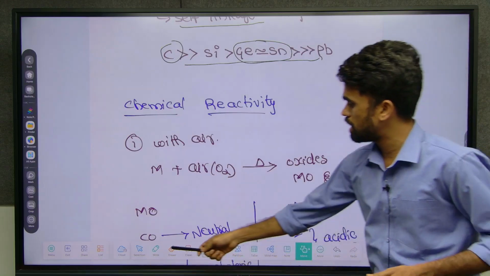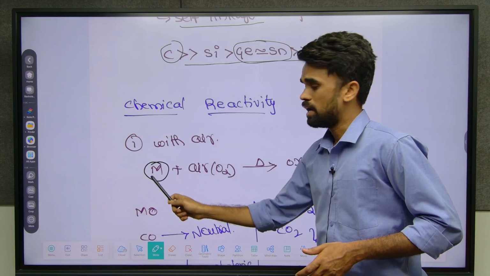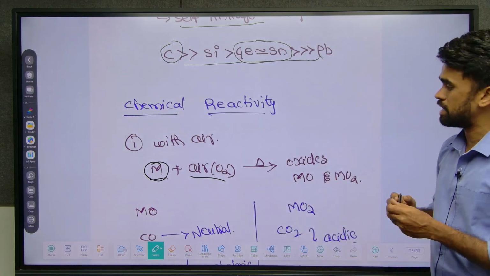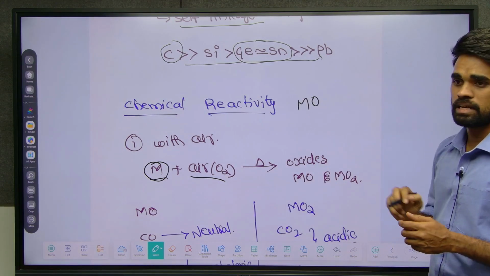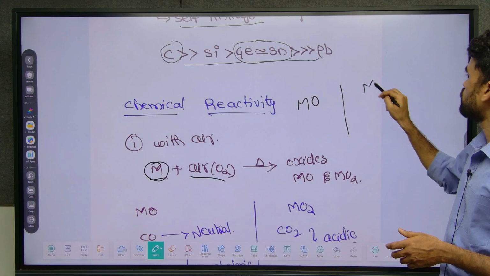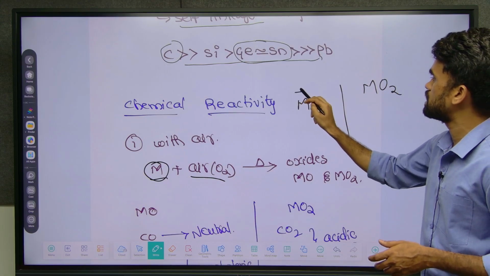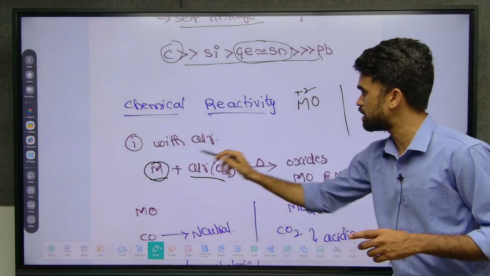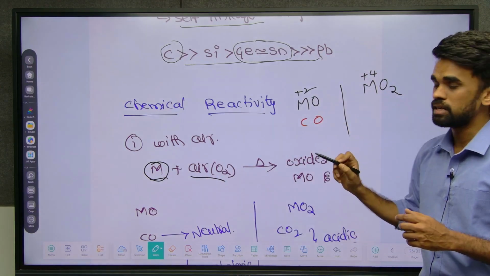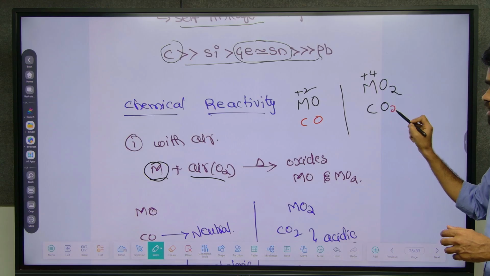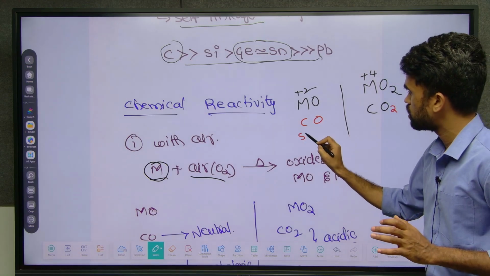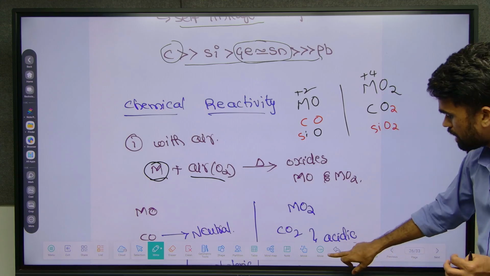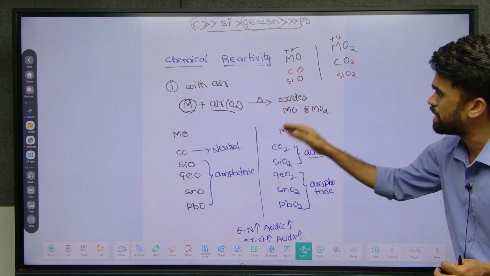Next, chemical reactivity. Let us consider this group 14 element as M. Upon exposure to air, oxygen, M forms two types of oxides. What are those two? Either MO oxide or MO2 type oxide. MO means +2, and here it is +4 oxidation state. For example, if it is carbon, we get carbon monoxide here, and carbon dioxide here. Like this, if it is silicon, you get SiO and SiO2 type of oxide. Like that, we have these types of oxides.